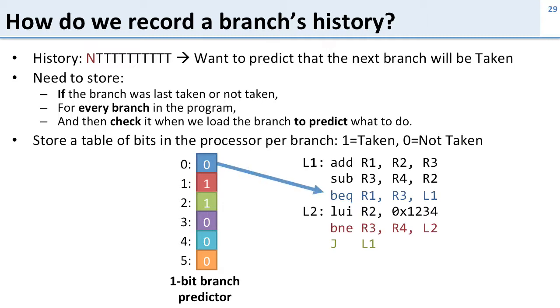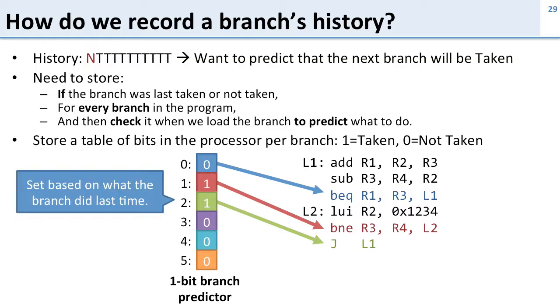And here's our code, and you can see that each one of these entries points to another branch in the program. We update these entries based on what the branch did last time. So if we go in and we see that a branch is taken, we put a 1 in there, and if we see it's not taken, we put a 0 in there. So this 1-bit branch predictor gives us information on what the last branch was that the instruction took.